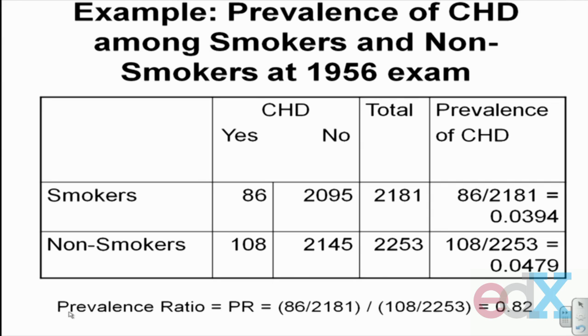So for the last time, this is the data we've been dealing with, the cross-sectional study from the Framingham heart study data set, looking at the relationship between smoking and heart disease at the 1956 examination. And again, what we found is we observed a prevalence ratio of 0.82, saying that the prevalence of heart disease among the smokers, about 4%, was less than that among the non-smokers, which was about 5%. The prevalence among the smokers was about 80% of that of the non-smokers. That's a measure of association.